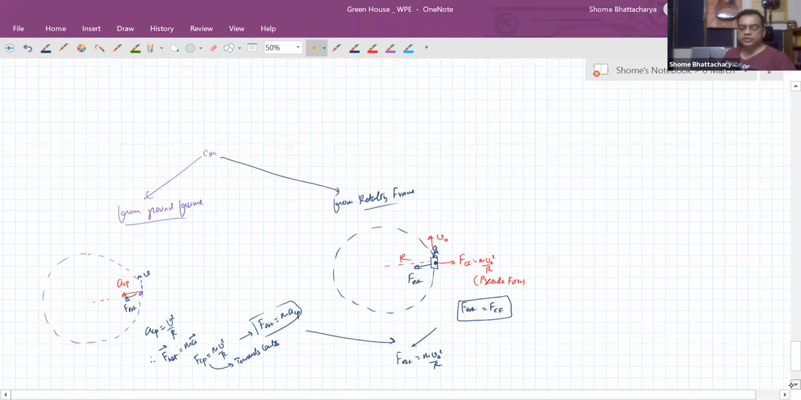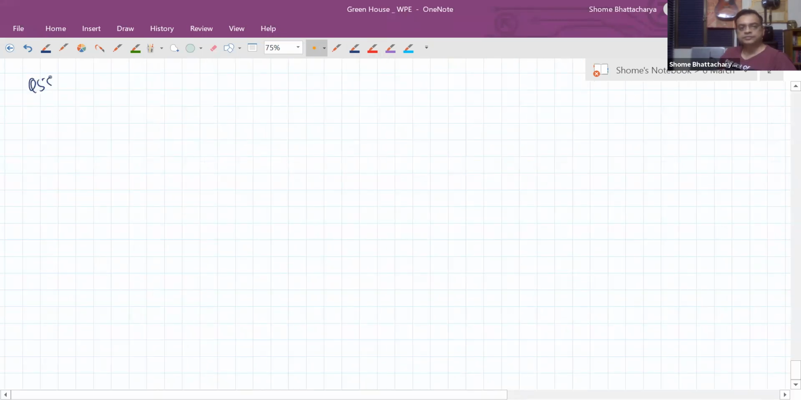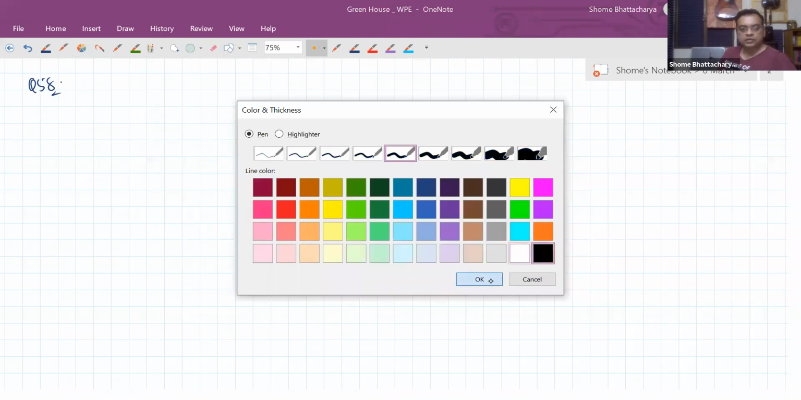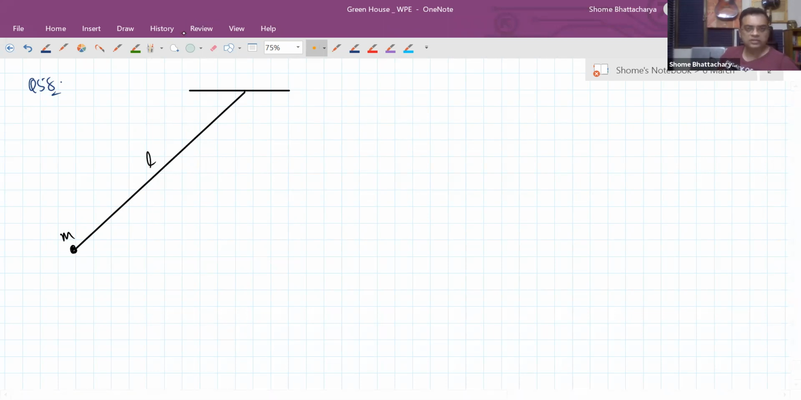Okay, now let's come to the 58th question. The main thing you have to understand in question 58 is that this system is like this: you have a string suspended from the point O, which you are initially bringing to a position like this. So this is a massless thread with a particle attached at this end, which you initially bring to this position and release it.